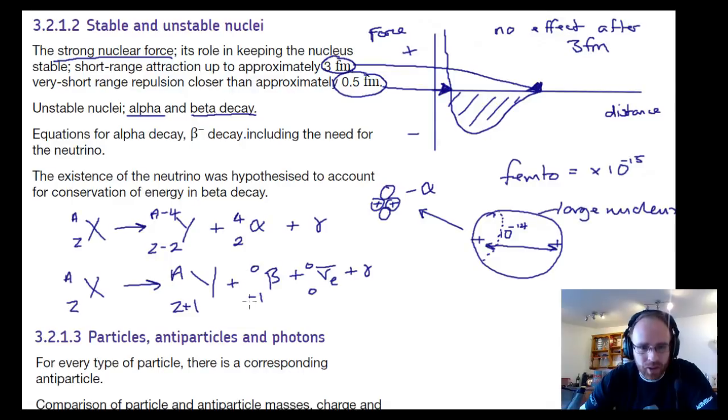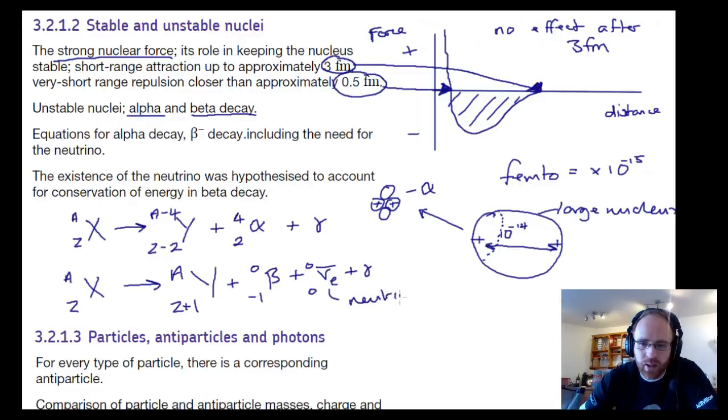So they postulated back in the day that there must be something else sharing the kinetic energy. So if there was no gamma, then there must be something else sharing the energy with the beta particles, and it must have been neutral because charge is already conserved. It must have been quite light. So it's very small, like an electron. It's a light neutral particle called a neutrino.